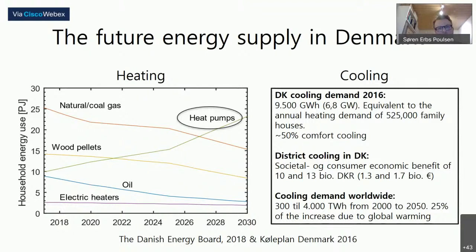So to move a bit further, 5G is also relevant because if we look at the production mix of energy in 2030, we can see here that heat pumps dominate according to this prognosis by the Danish Energy Board. If we look at the cooling demand in Denmark, it's quite substantial. Actually, it corresponds to the heating demand in more than 500,000 family houses. And roughly half of it is comfort cooling. And that is something we can cover with 5G. We can't do that with traditional district heating grids.